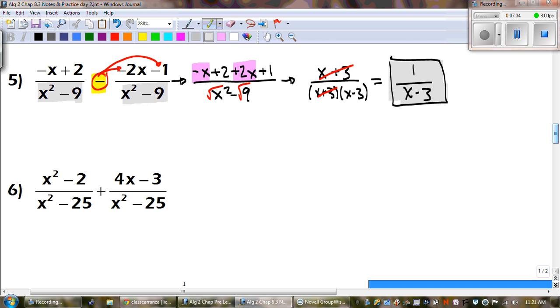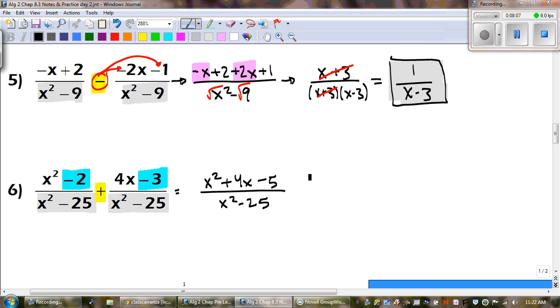All right, number 6. So, do we have the same denominator? Yep. What operation do we have? Addition. Cool. So, on the bottom, we have x squared minus 25. And now on the top, I'm going to rewrite this in standard form. Okay, so we have x squared, that's a positive 4x, and then we're going to combine the negative 2 and the negative 3 to a negative 5.